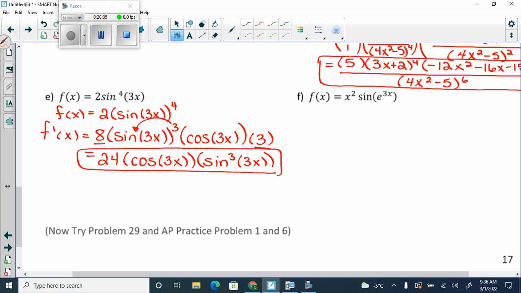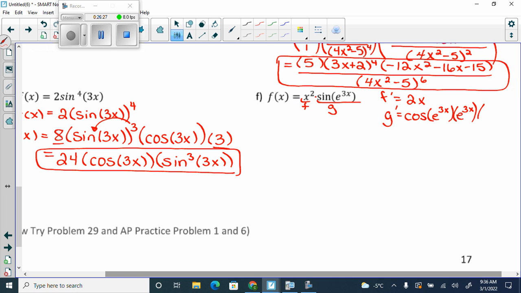Okay. Now this one is a product rule. So we have f, we have g. F prime is 2x. G prime is cos e to the 3x. It's going to be quite lovely. And then e to the 3x. And then ln e. I'm just doing the whole thing. And then 3. This happens to go away. So it's going to be 3e to the 3x cos e to the 3x.